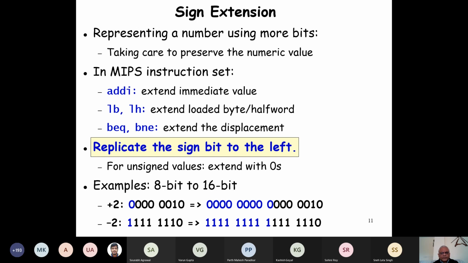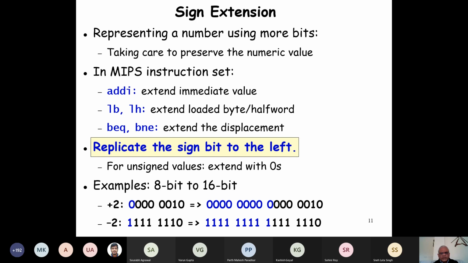The rule here is that we need to replicate the sign bit to the left. If the most significant bit is 1, we make the upgraded representation all ones to the left. If the MSB is observed to be 0, then we make all upgraded bits 0. Just to give an example, if we have +2, let's say, this is the representation in 8 bit.